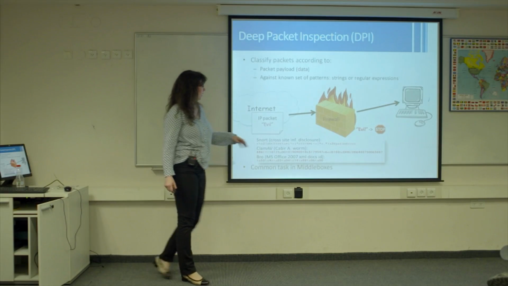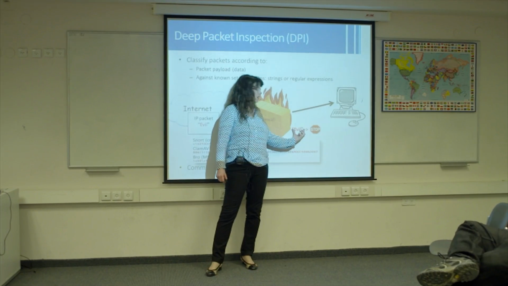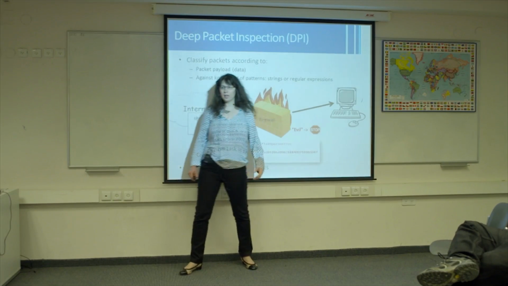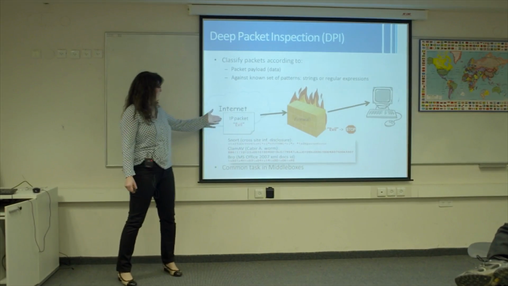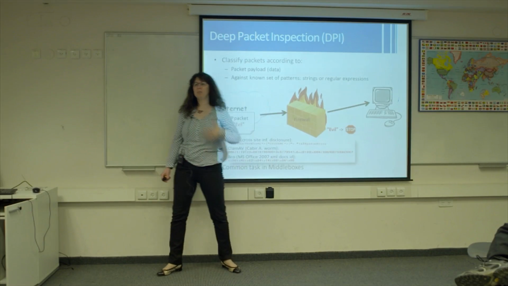For example, here you have a firewall. The firewall has a rule: if you find evil in the payload, you should stop the packet. And here is the packet. The packet comes, the firewall performs the deep packet inspection and stops the packet.